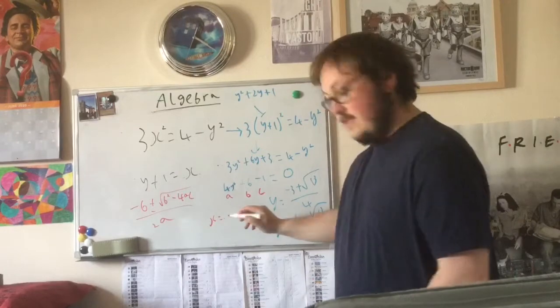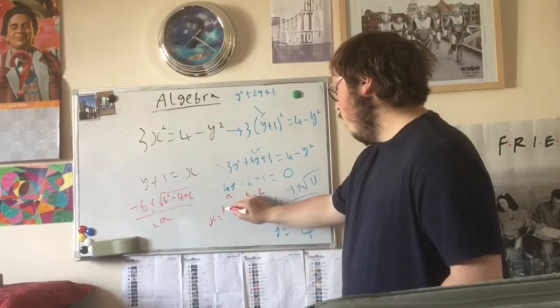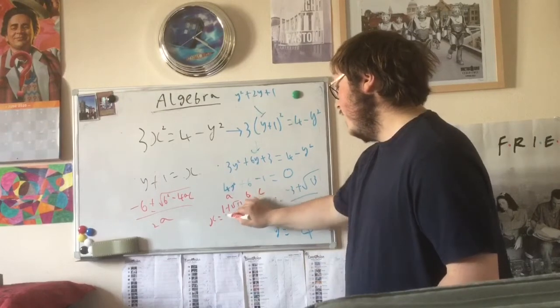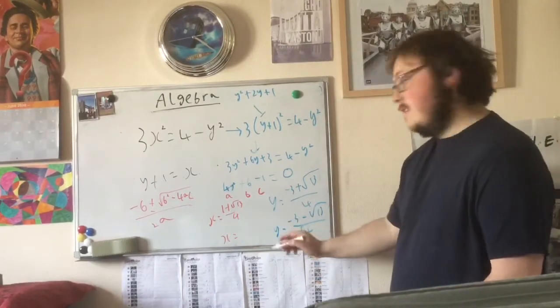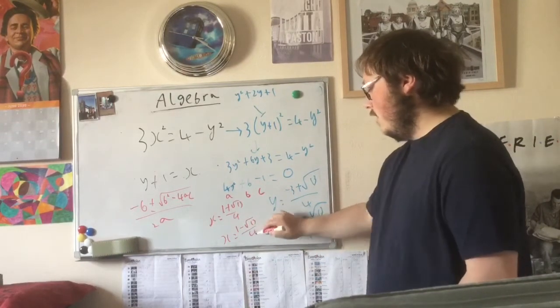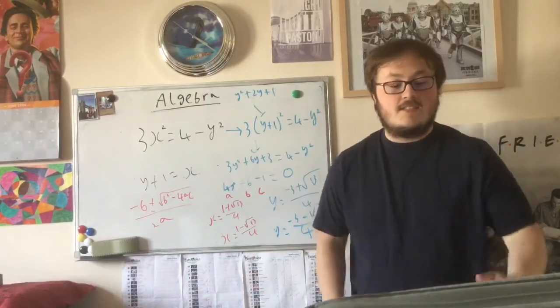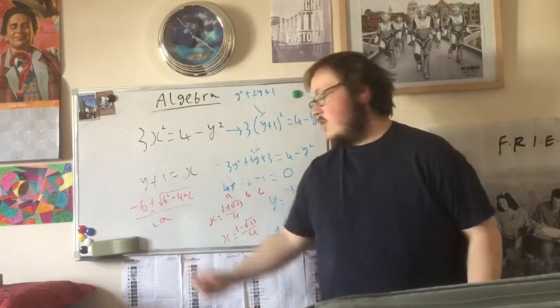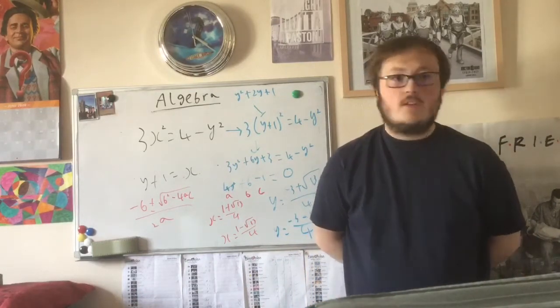So the values of x, the first one with this substituted in would become 1 plus root 13 over 4, and then our other x value, which is when we substitute this in, would become 1 minus root 13 over 4. This is probably one of the hardest challenges I've ever set you, but as long as you remember to use the quadratic formula and you remember to substitute afterwards, it's absolutely fine.